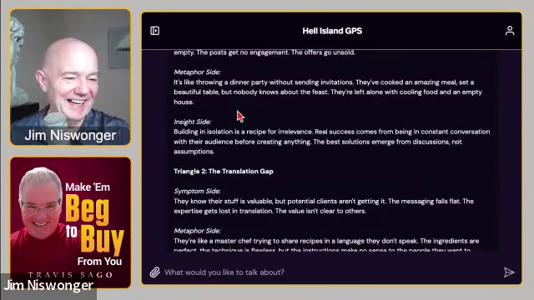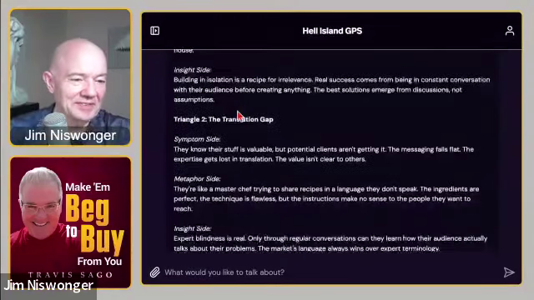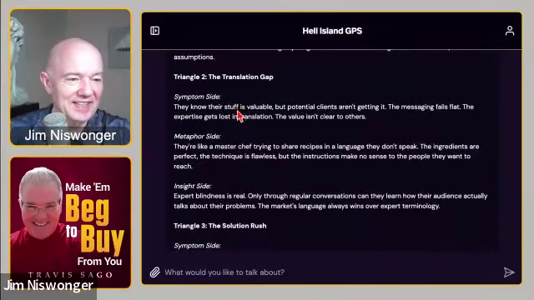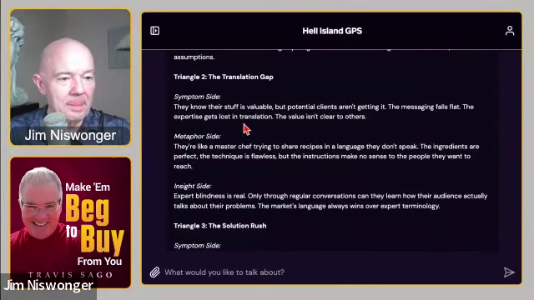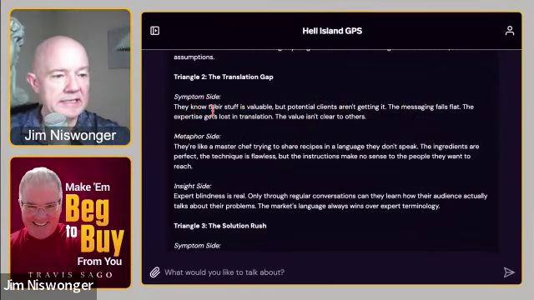Okay, let's see. Translation gap. Your stuff is valuable, but clients aren't getting it. Messaging falls flat. Expertise gets lost in translation. The value isn't clear to others. This could be more symptomatic. To me, it's kind of conceptual, whereas I'd want the finger-pointing, systems-level symptom.